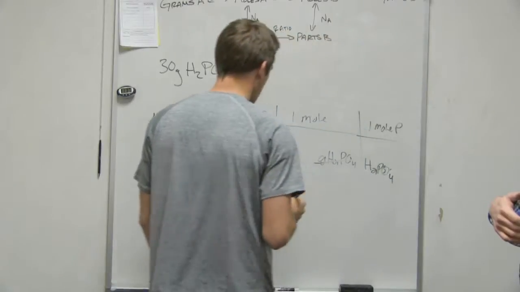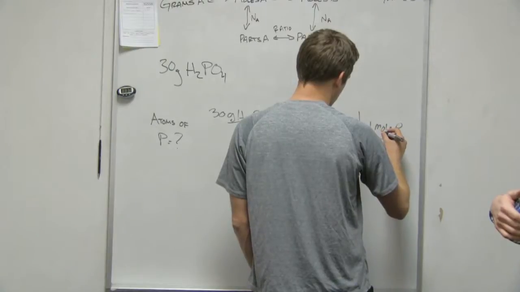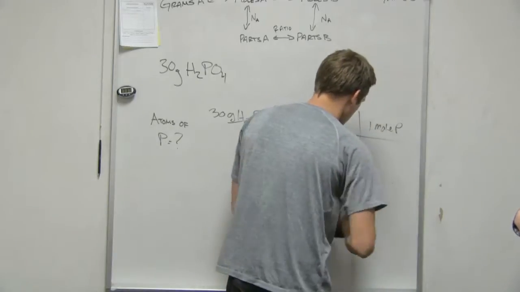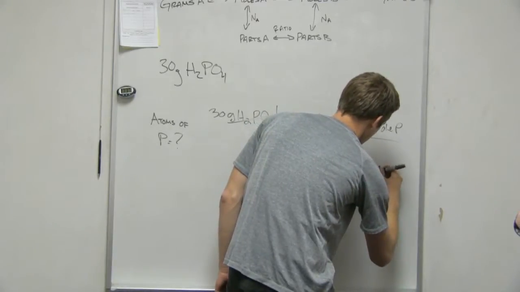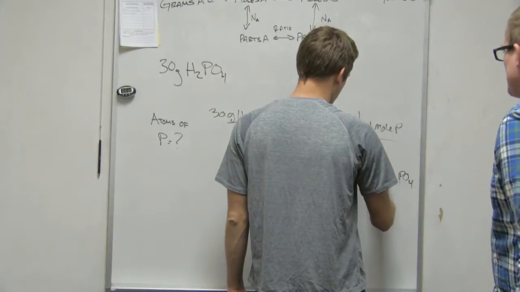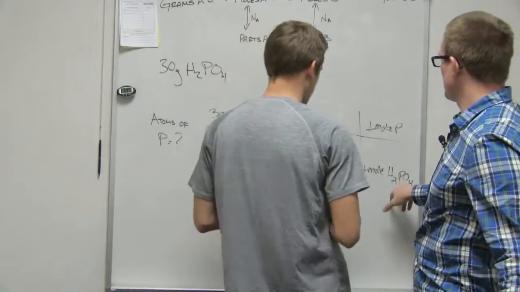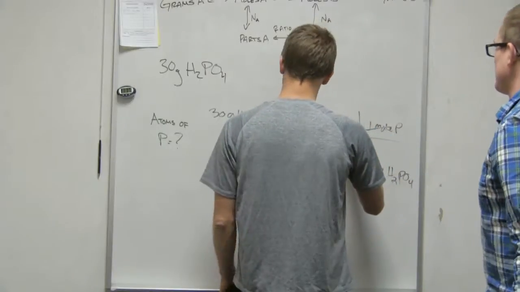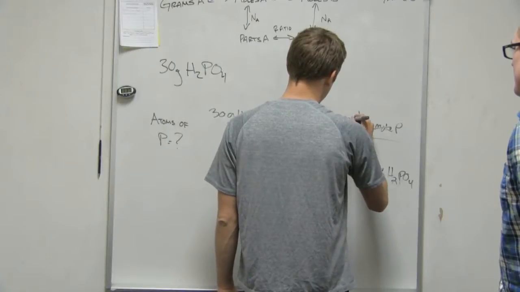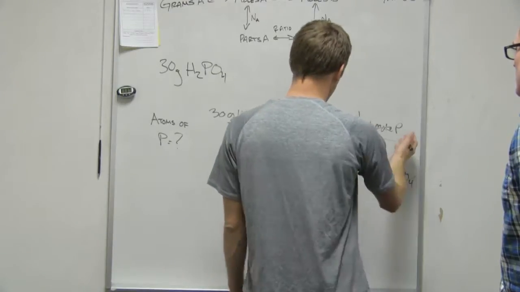And then that's it after that, because the mole of H2PO4 would cancel out with the mole. Oh no, that doesn't cancel out. That's right, so this would be 1 mole of H2PO4. So the moles would cancel out. And this would cancel as well because this is also right here. That goes.